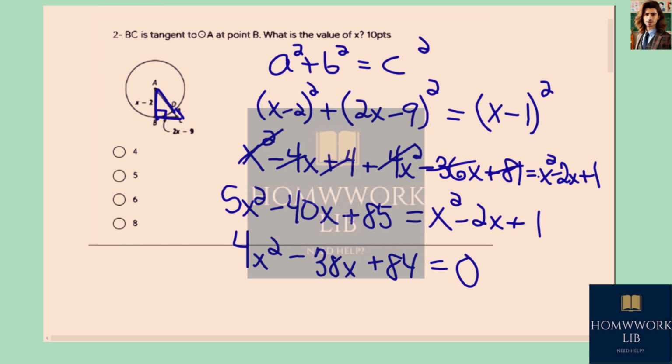3.5 is not an option, and that's because if you substituted 3.5 in, it is algebraically a solution, but it's not practically a solution because this would be 7 minus 9. We'd have a length of negative 2, which doesn't make sense. So 6 is our only viable answer.